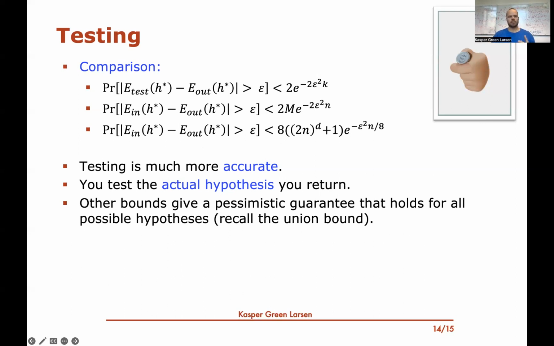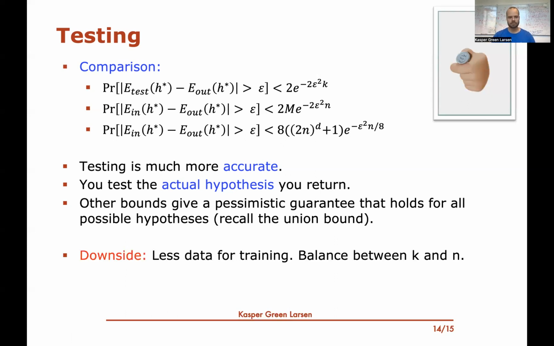So one should think of the two bounds that we have at the bottom here as really pessimistic. They hold for any hypothesis that the learning algorithm could produce. Whereas the one that you have up here with the test set, the guarantee is only on the single hypothesis that you're actually going to return by your learning algorithm.